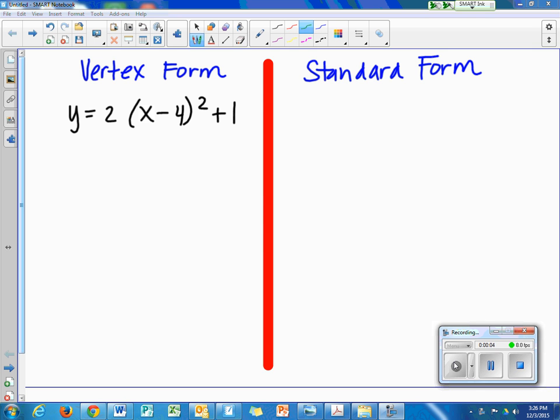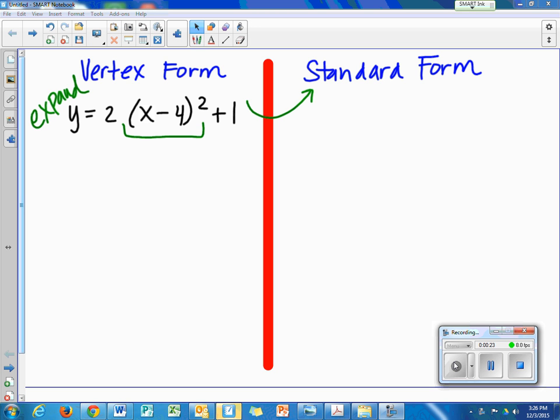Hi class, this lesson today is about how to write the vertex form of this equation into standard form. In order to do so, you need to expand this equation here. So in order to expand, class, we're going to go ahead and focus on this first by multiplying that out. I'll go ahead and show you on the next slide.